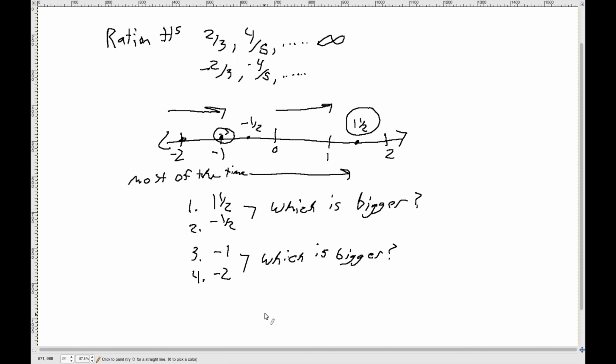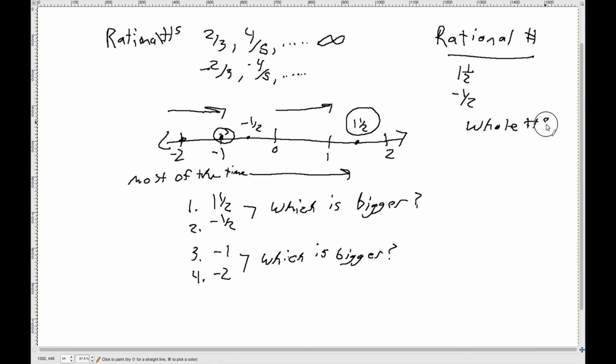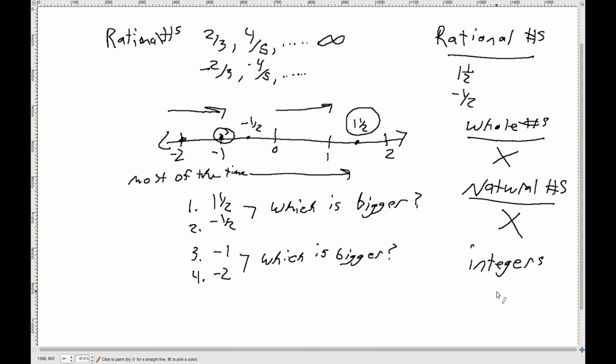So let's count up what numbers we have and what type they have. Let's make a list of all numbers that we have. Let's make a list first of rational numbers. We have 1 and 1/2, -1, -1/2. Do we have any whole numbers? No, we don't have any whole numbers. Do we have any natural numbers? No, we don't have any natural numbers. Do we have any integers? Yes, we have -1 and -2.